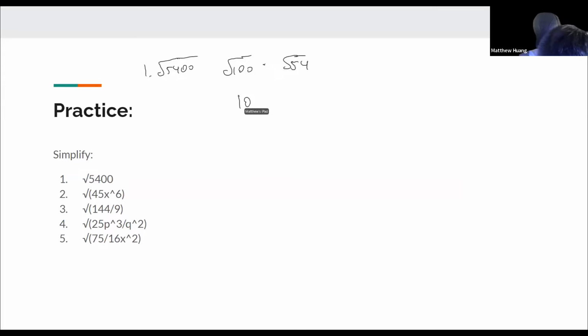So here we have 10 times root 54, which we can split. If we look at 54, we can split that into 9 and 6, which 9 is just the 3 squared. So this is root 9 times 6. And root 9 is just 3, so that turns into 30 root 6. So that's number 1.